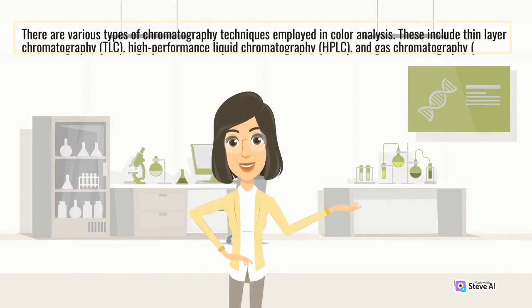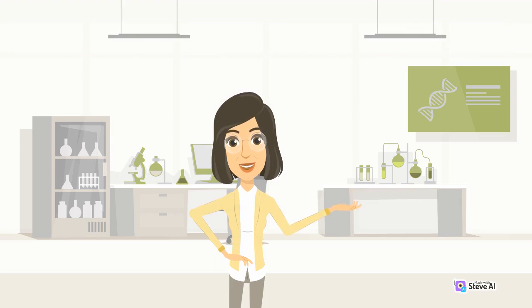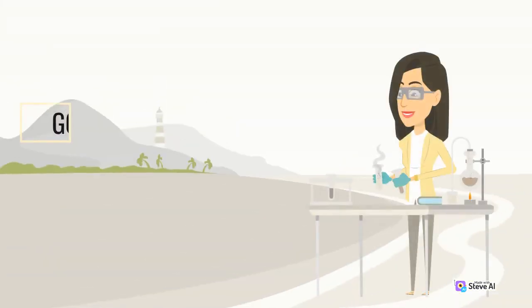There are various types of chromatography techniques employed in color analysis. These include thin-layer chromatography, TLC, high-performance liquid chromatography, HPLC, and gas chromatography, GC.